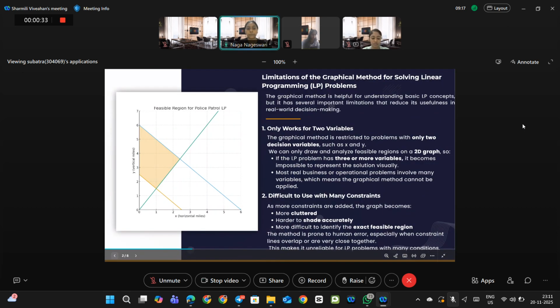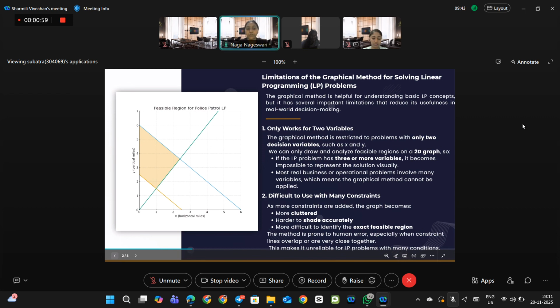The graphical method is a useful basic tool in linear programming, especially when we want to understand how constraints and objective functions interact visually. However, despite being simple and intuitive, this method has major limitations which make it unsuitable for more real-world problems.